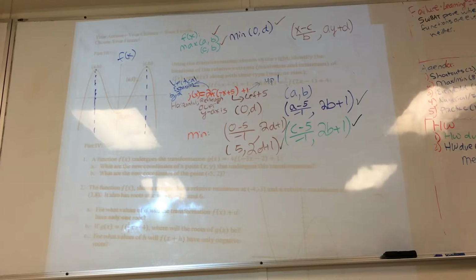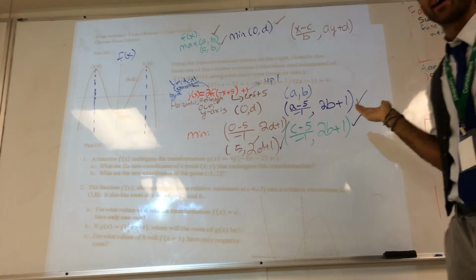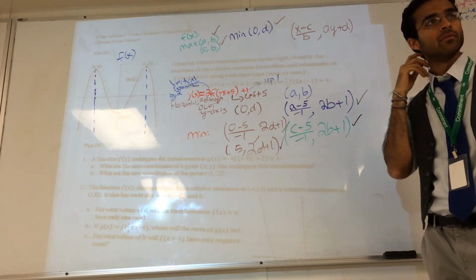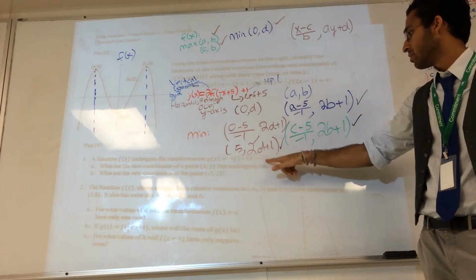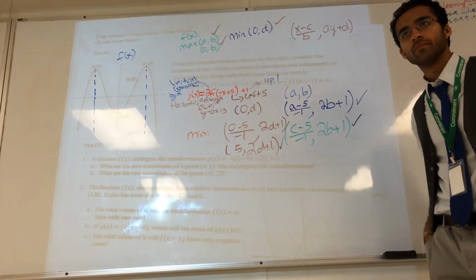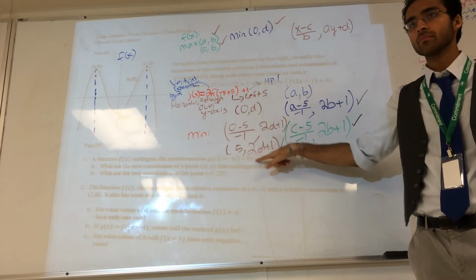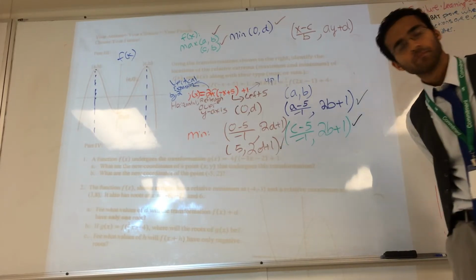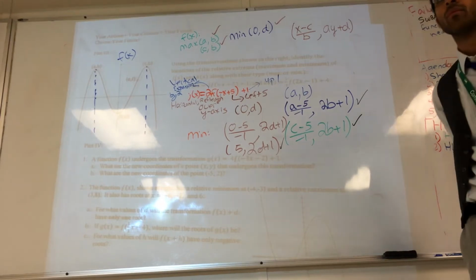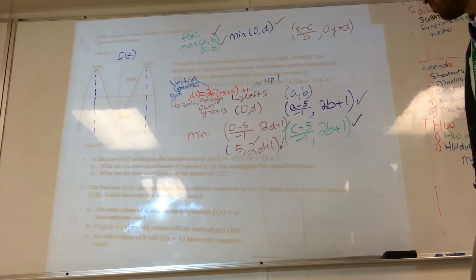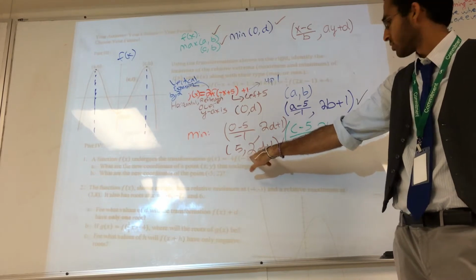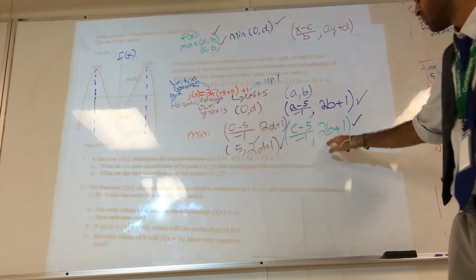How would I know which is max and which is min? Miguel? The one with the biggest y value is the max, and the smallest y value is the min. So which of these 3 has the biggest y value? Humberto? 5. So right here? Why? But how do I know that, because I'm looking at y values, how do I know that 2D plus 1 is bigger than 2B plus 1?